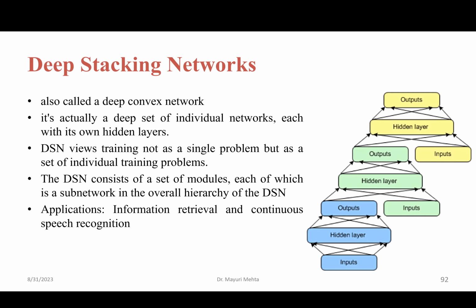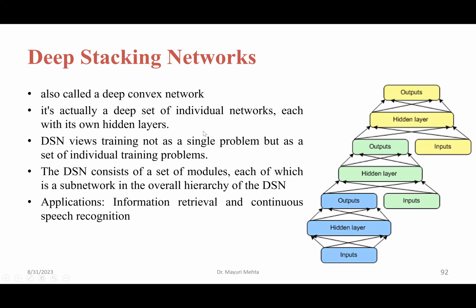Right. So this is brief about deep stacking network, and as I just told you, they are beneficial over deep belief networks. And application areas are information retrieval and continuous speech recognition. So these are the application areas of this deep stacking network.